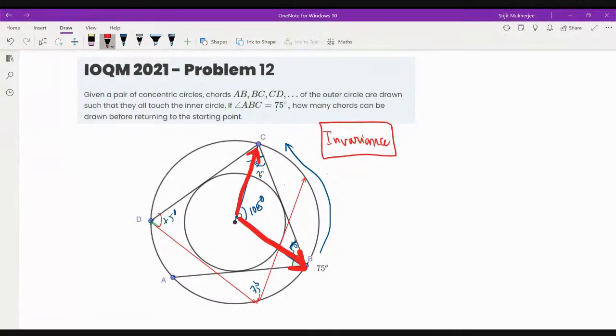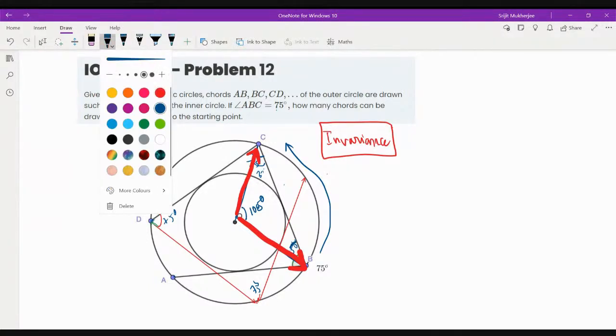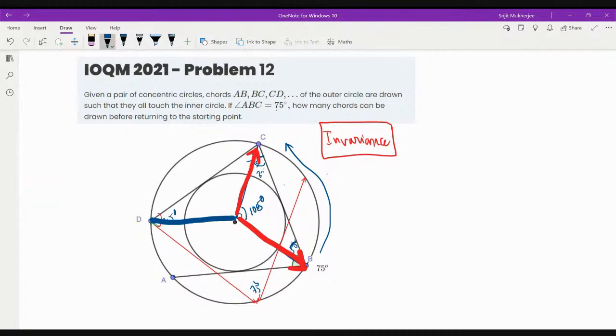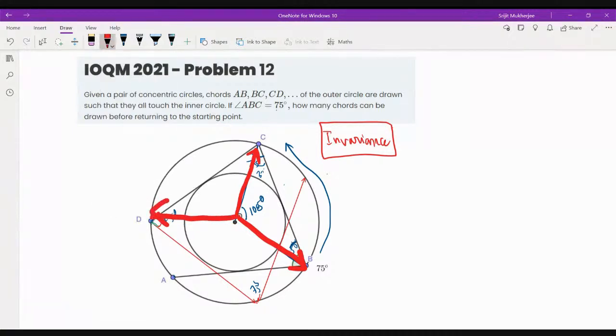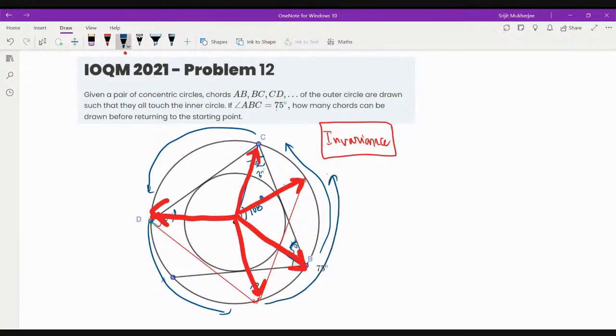Rotating by 105 degrees. Again 105 degrees, and again it's rotating by 105 degrees here. So it's rotating like this again, and again it will rotate by 105 degrees, and again it will start rotating. So after some rotations, it will come back.